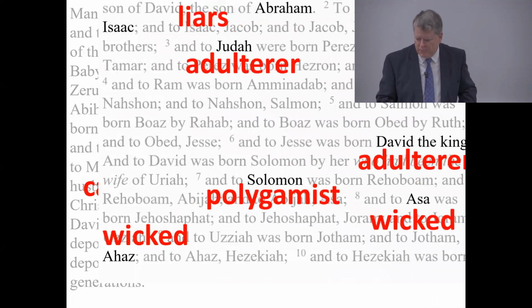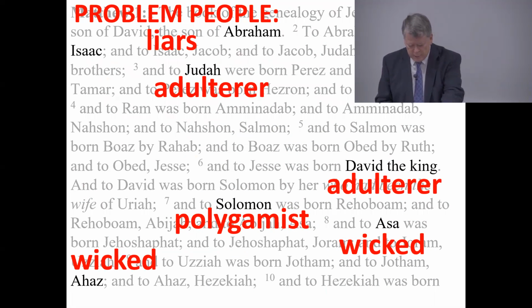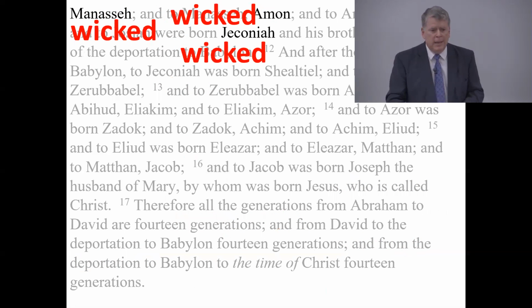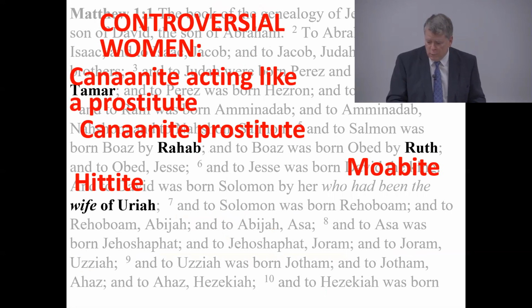Then how about the types of people? Well, liars, adulterers, polygamists, wicked kings. And so, again, God can use us even despite our shortcomings. As some say, God uses bent sticks. Not straight sticks, but bent ones. Uses us warts and all. And then the controversial women, all right? A Canaanite acting like a prostitute, a Canaanite prostitute, a Hittite, a Moabite.